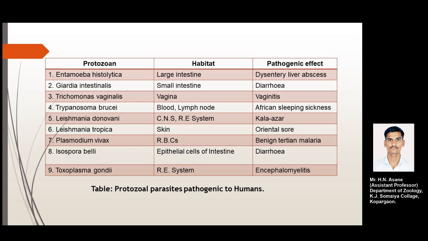The Toxoplasma gondii, this is the last protozoan identified in mankind. The habitat of this Toxoplasma gondii is the respiratory system, and it causes encephalomyelitis. Okay, these are some protozoal parasites which are pathogenic to humankind.